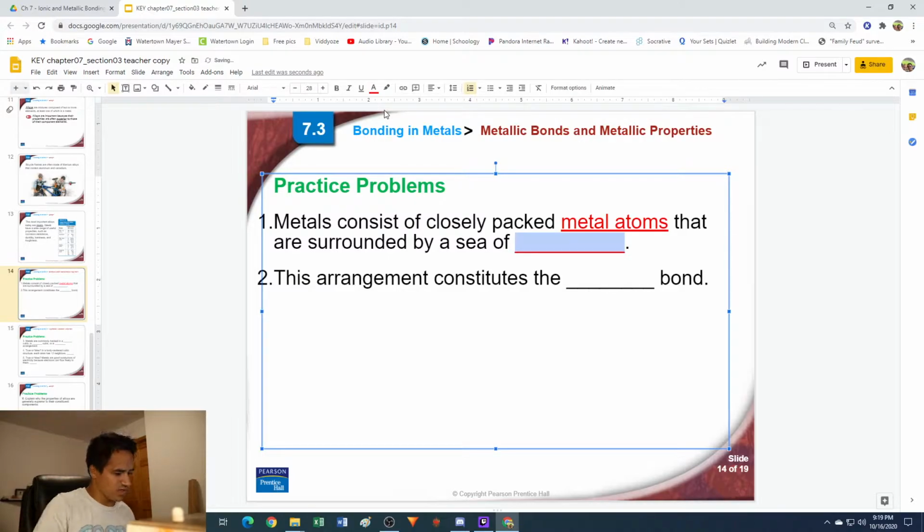Okay, so remember that in metal atoms, you have electrons that can freely move around. So rather than having them all attached to one atom, it's like you have a big sea of them and they just move all over the place.